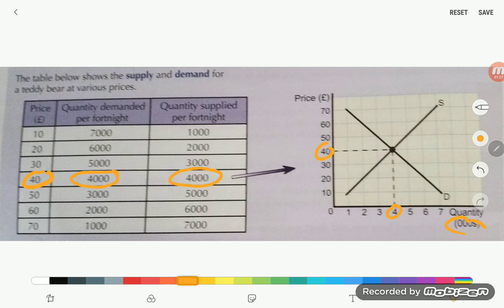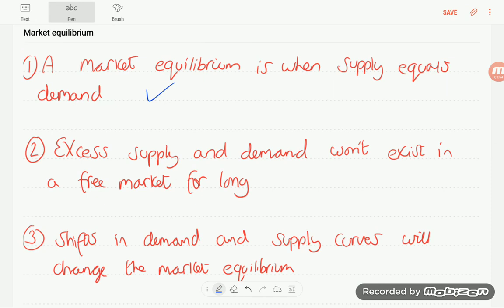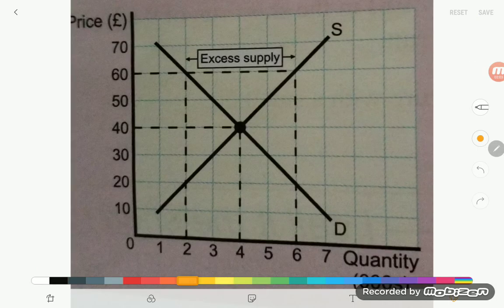When a market is cleared, the amount sellers wish to sell is equal to the amount buyers demand. Here, the market has cleared. When supply and demand aren't equal, the market is in disequilibrium. If there's excess supply or excess demand, the market will be in disequilibrium. Excess supply and demand won't exist in a free market for long. Market forces act to remove the excess supply or demand.